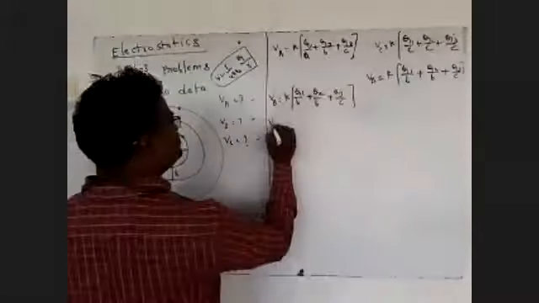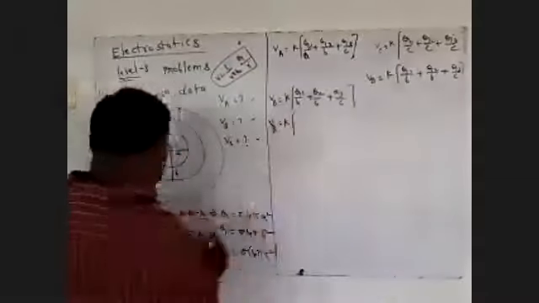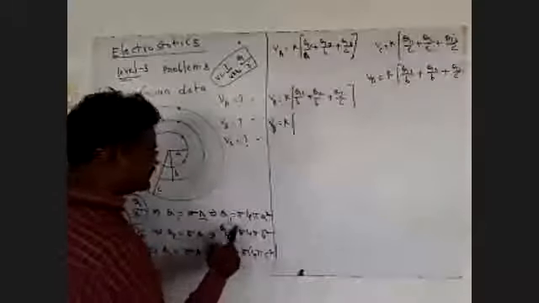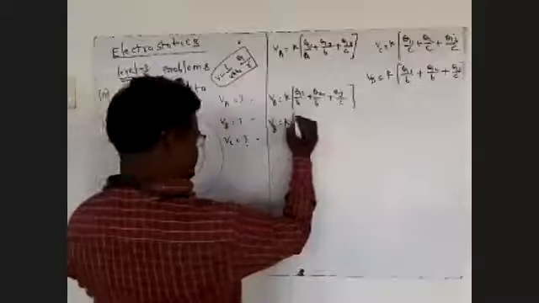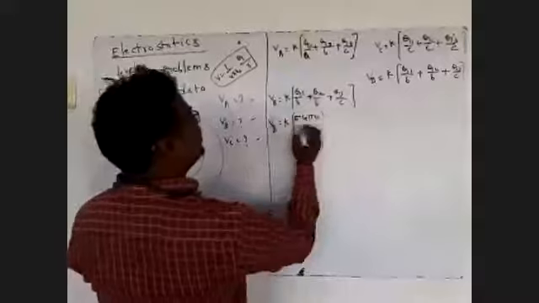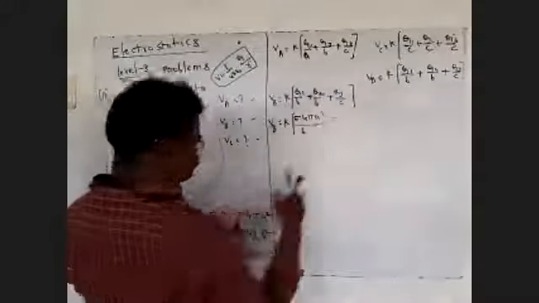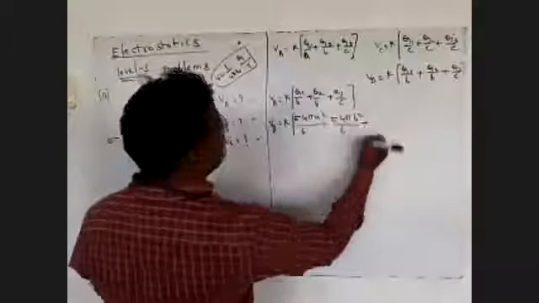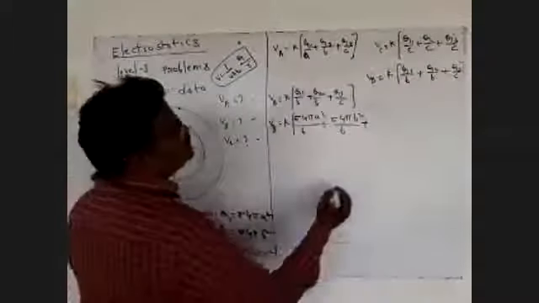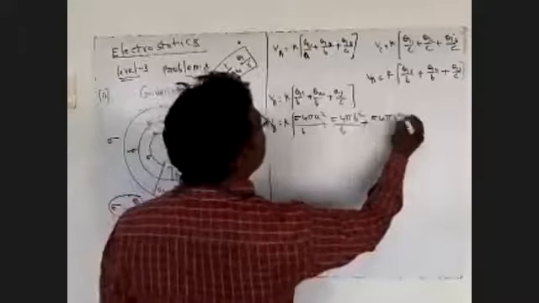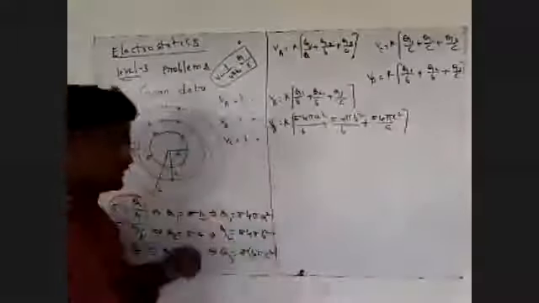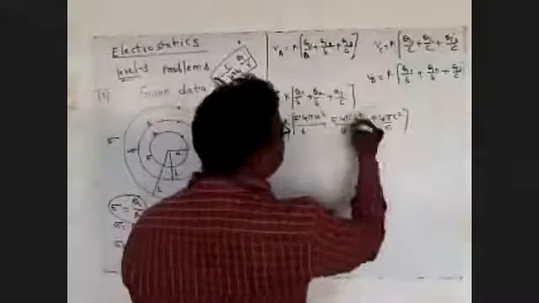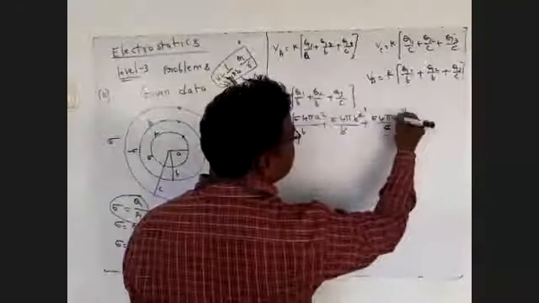VB is equal to K, and Q1 means sigma 4 pi A squared by B, plus Q2 means sigma 4 pi B squared by B, plus Q3 means sigma 4 pi C squared by C. Here B cancels, remaining one B, and C cancels, remaining one C.